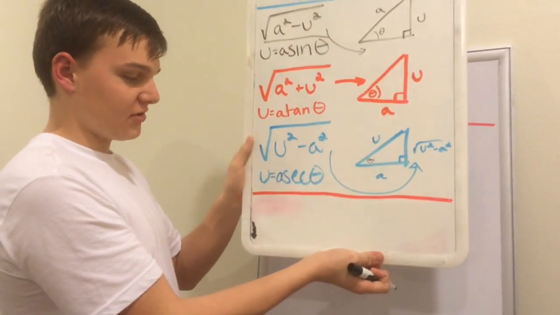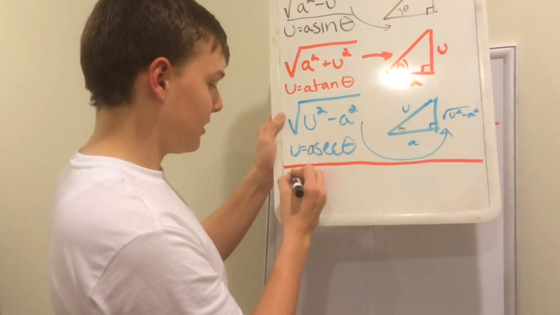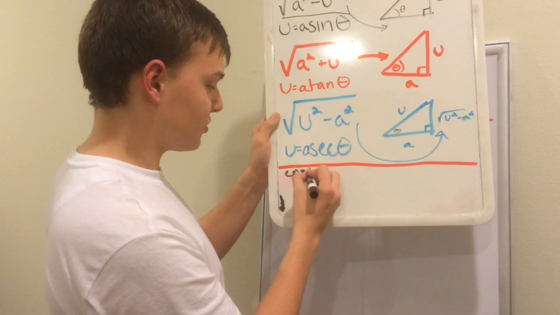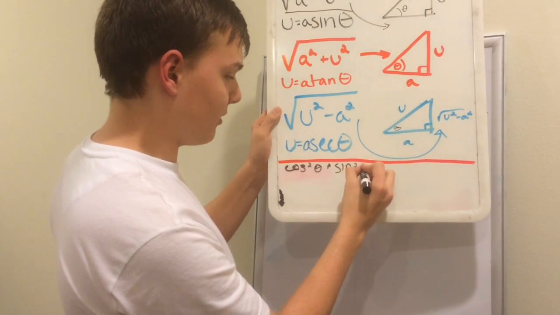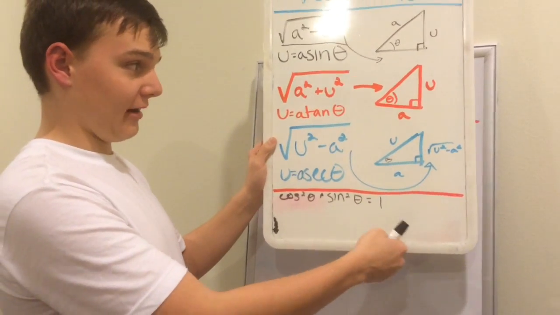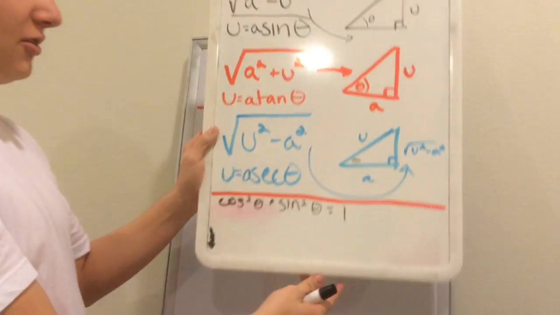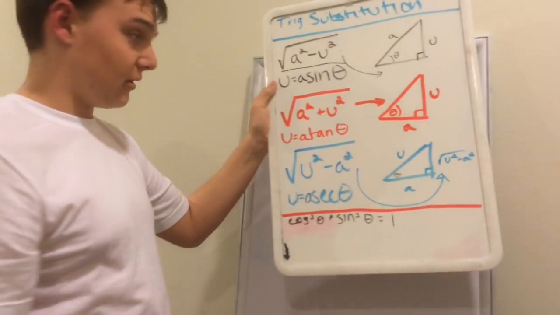And the reason all this works is simply because the Pythagorean theorem states cosine squared theta plus sine squared of theta equals 1. And that can be used to derive all of these terms and used for these three key functions.